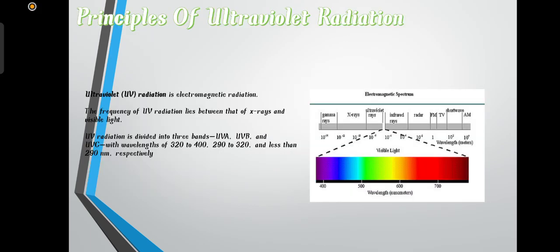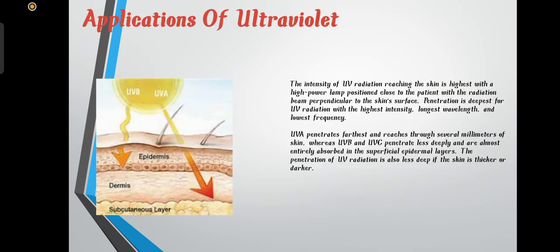Principle of ultraviolet radiation. Ultraviolet radiation is electromagnetic radiation. The frequency of UV radiation lies between that of X-rays and visible light. UV radiation is divided into three bands: UVA, UVB and UVC, with wavelengths of 320 to 400, 290 to 320, and less than 290 nm respectively.